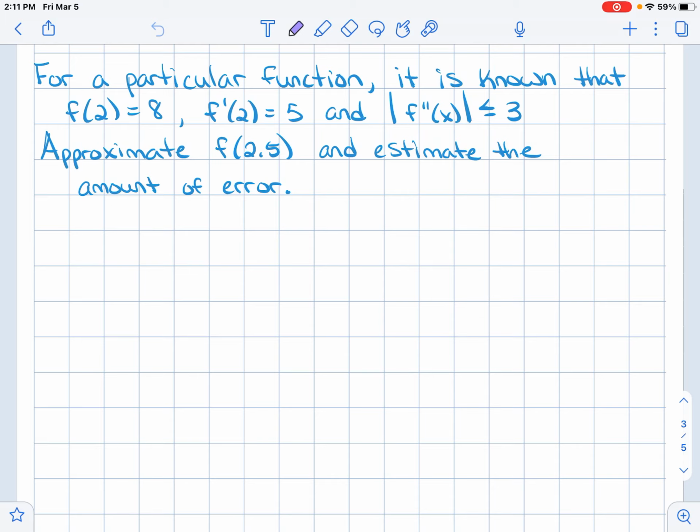Okay, we're going to do two more examples of error bounds in this video. Here's the first one. For a particular function, and this time I'm not telling you what the function is, it is known that f of 2 is 8, f prime of 2 is 5, and the absolute value of the second derivative is less than or equal to 3. Approximate f of 2.5, estimate the amount of error.